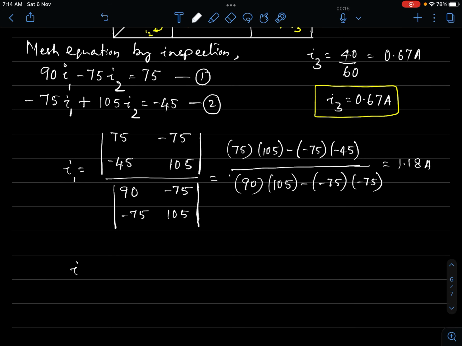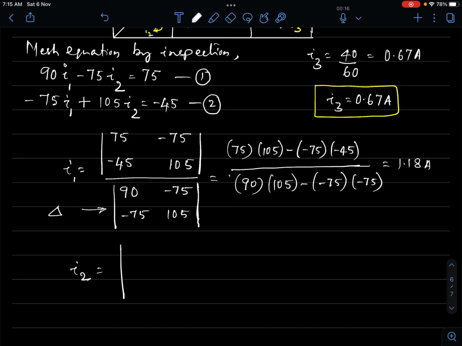Okay. Similarly, if you do I2, how do we do I2? I2 is evaluated by replacing the second column of the discriminant. What do we mean by discriminant? This is our discriminant delta. This is delta. Okay. So we replace the second column of the determinant delta by 75 and minus 45. Okay. While evaluating I1, what did we do? In delta, we replace the first column by 75 and minus 45 in the numerator.